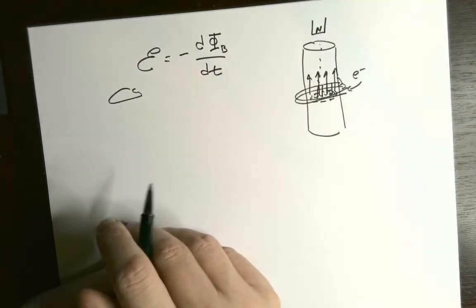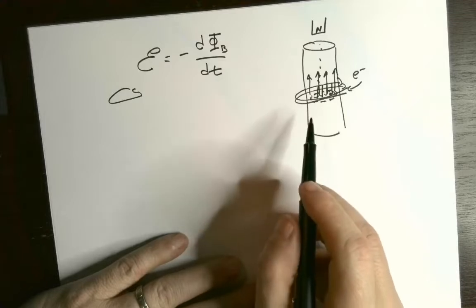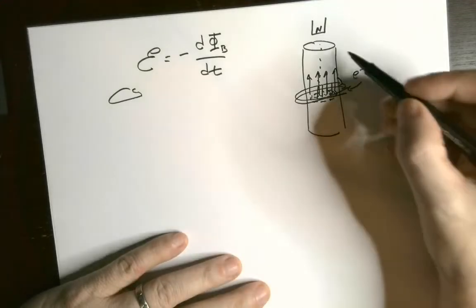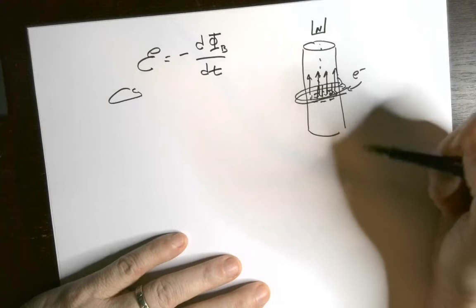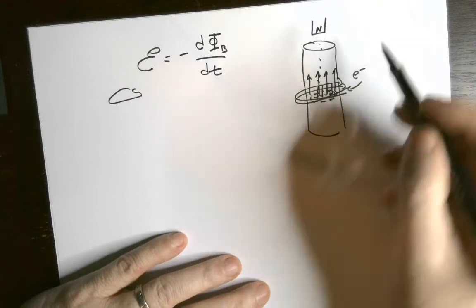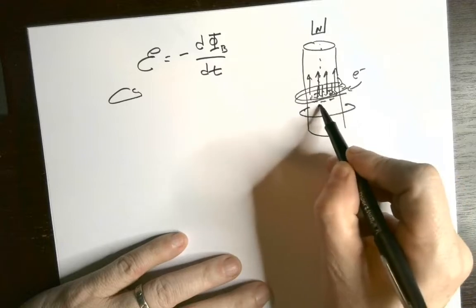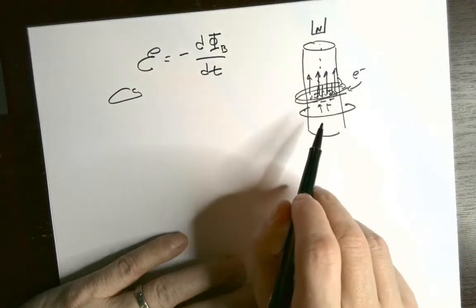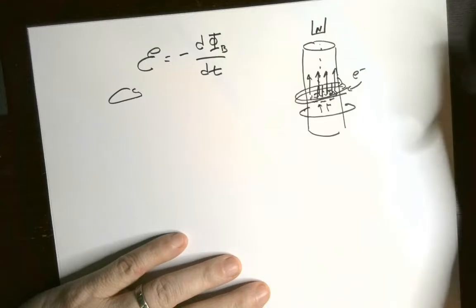And Lenz's law says that that magnetic field will oppose the change in flux, which means there will be a force that opposes the motion of that magnet through the field. So the magnet will fall more slowly. It will feel a resisting force as it tries to pass through that pipe.